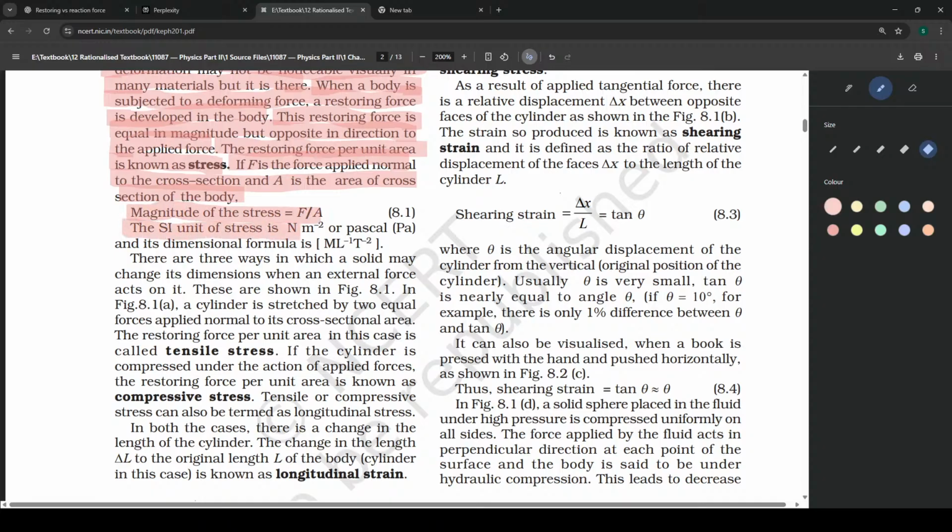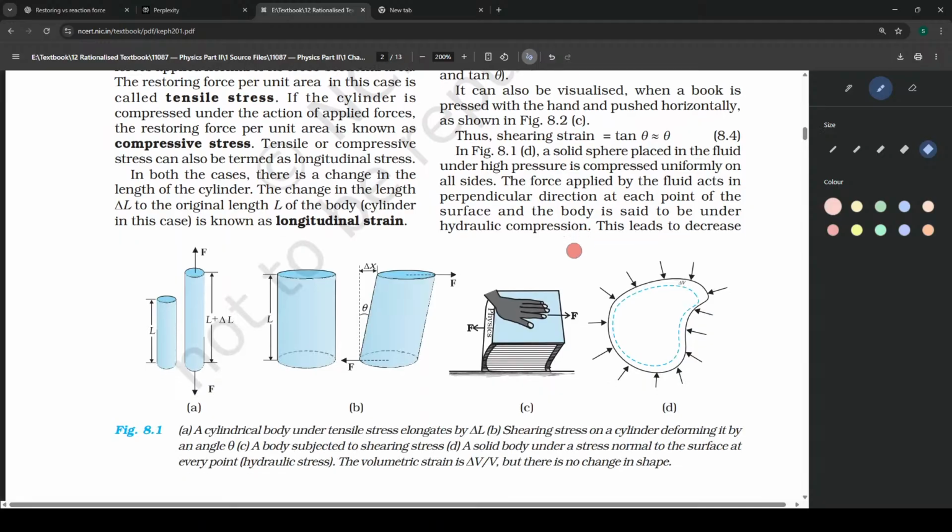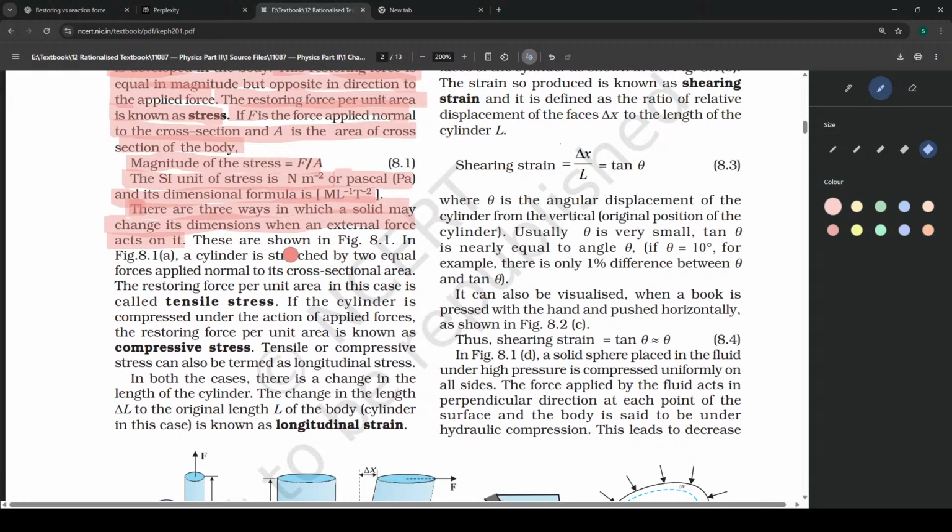The SI unit of stress is newton per meter square, or pascal, and its dimensional formula is M L to the power minus 1 T to the power minus 2. There are three ways in which a solid may change its dimension when an external force acts on it. These are shown in figure 8.1. Let's see.